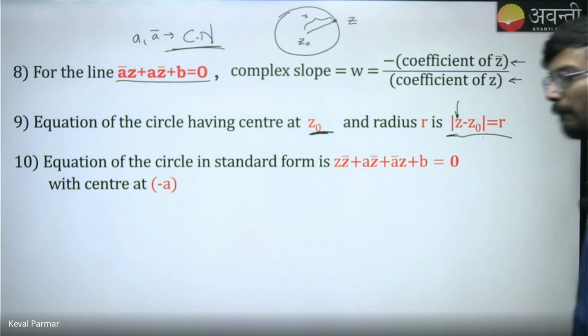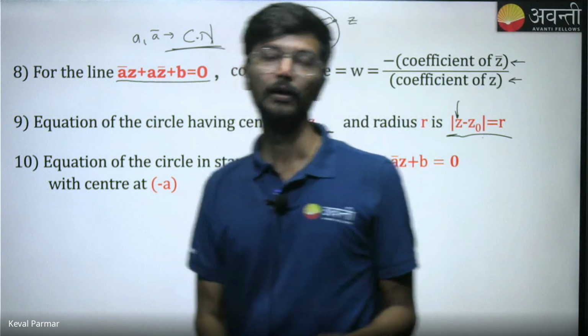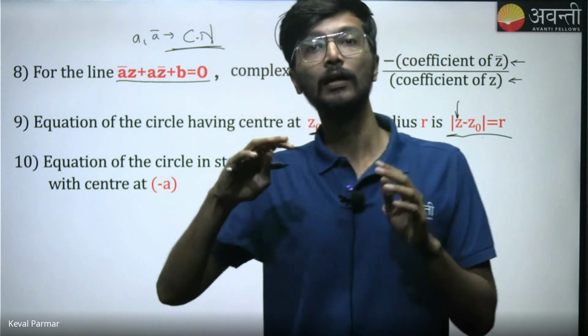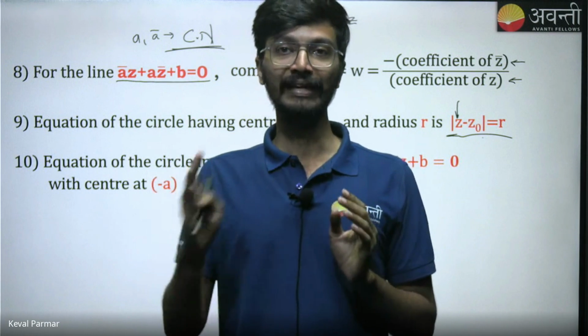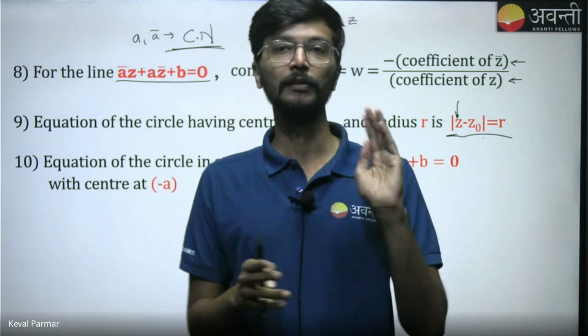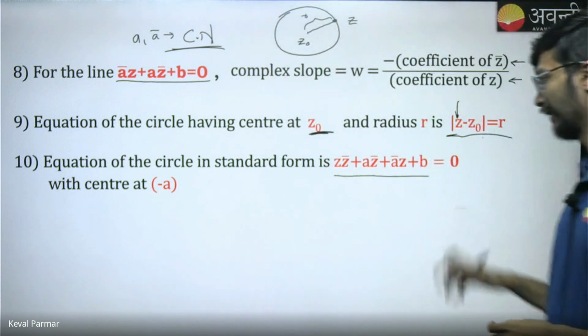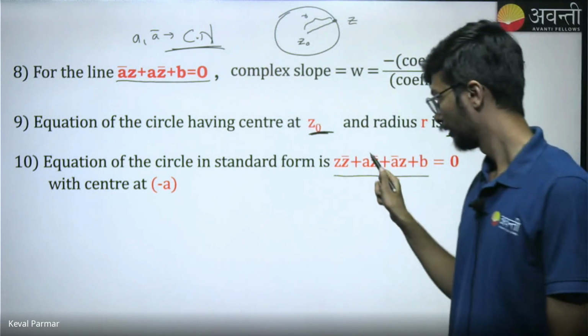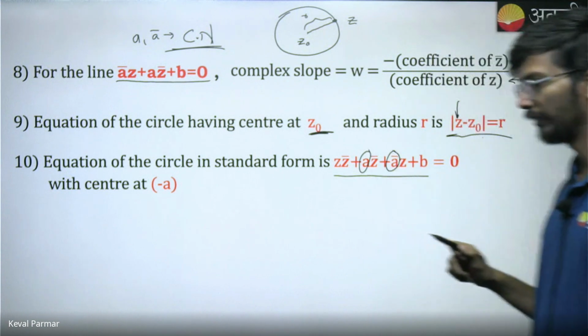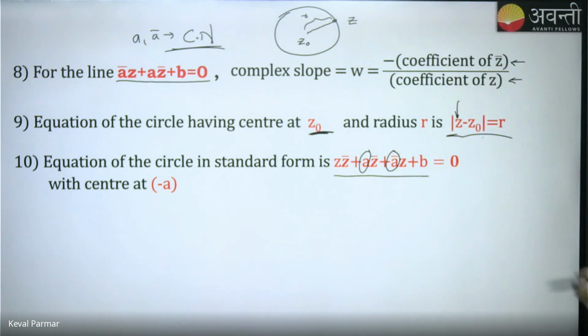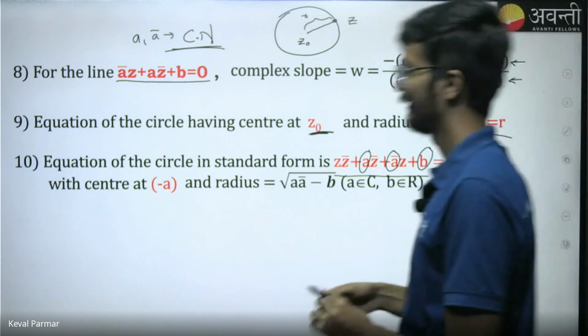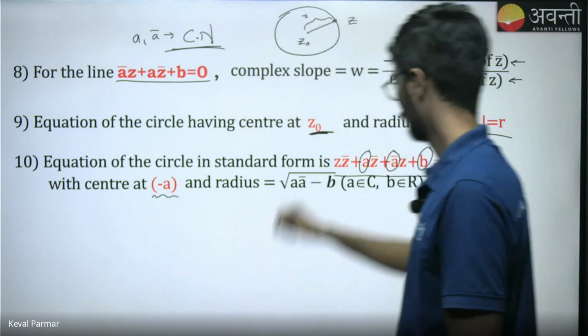Next, we have the equation of circle in standard form. Like in coordinate geometry, what we had? We had x square plus y square plus 2gx plus 2fy plus c equals 0. In here, we have this. Again, guys, please don't get confused. A and a bar are known quantities. The equation is in terms of z. Center is at minus a.